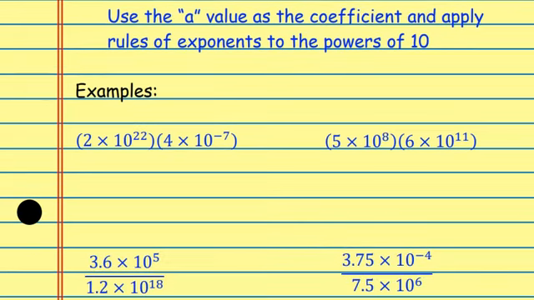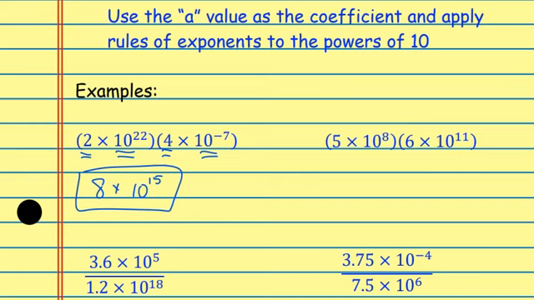For example, when I look at this guy, again, the 2 and the 4 I treat as my coefficients, so I apply regular operations of multiplication. 2 times 4 is an 8. And now I apply the rules of exponents to these powers of 10. So I do 10 to the, well, when I multiply, I add the exponents. So it's 10 to the 15th. And that's it, done. Okay.